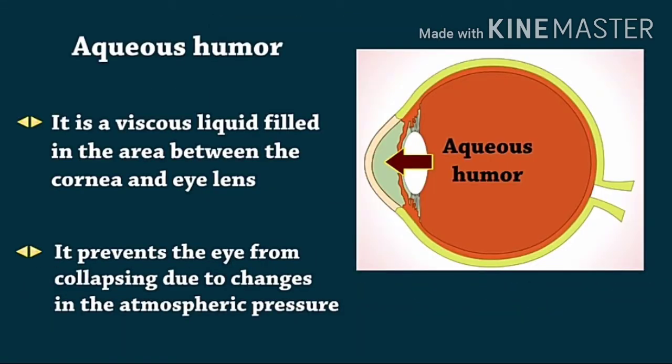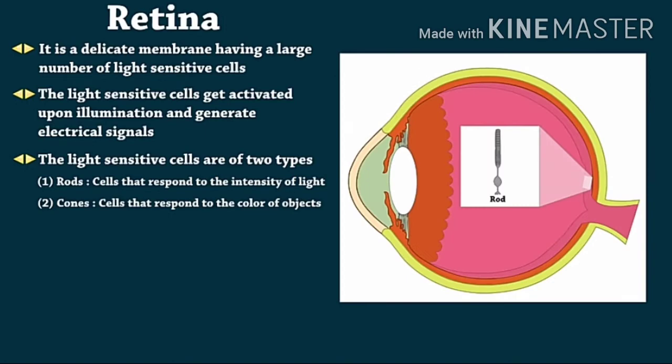Aqueous humor. It is a viscous liquid filled in the area between the cornea and eye lens. It prevents the eye from collapsing due to changes in the atmospheric pressure. The bulge out shape of the eye is possible due to the presence of this aqueous humor.